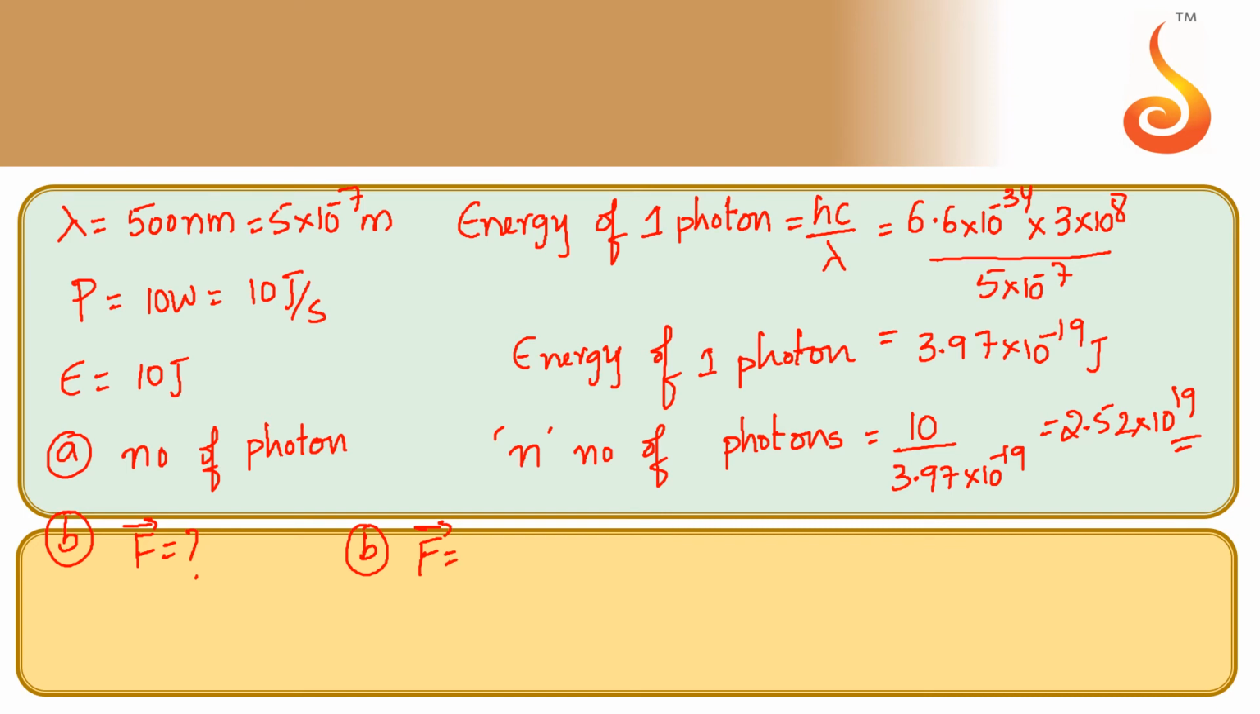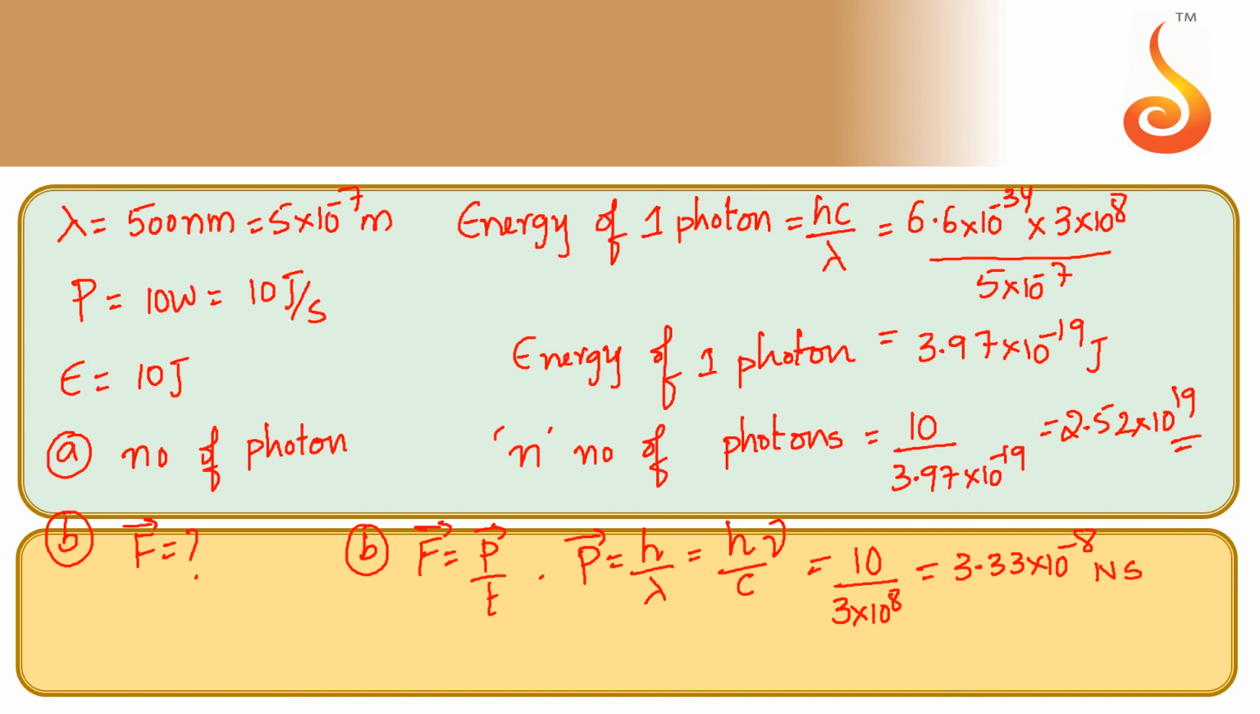Force is equal to change in momentum by time. So momentum can be written as h by lambda. Therefore h by lambda can be written as h nu by c, where h nu is nothing but the total energy. Energy is 10 joules, and c is 3 into 10 power 8. So what we get is 3.33 into 10 power minus 8 newton second. This is the momentum.